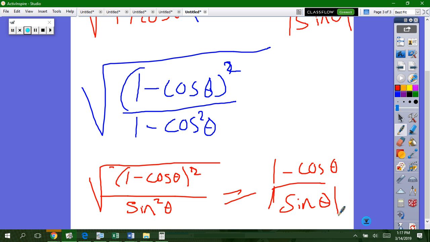It'll say verify this. That's what your homework is today. Verify that these two identities are equal, or that these are two equal equations.